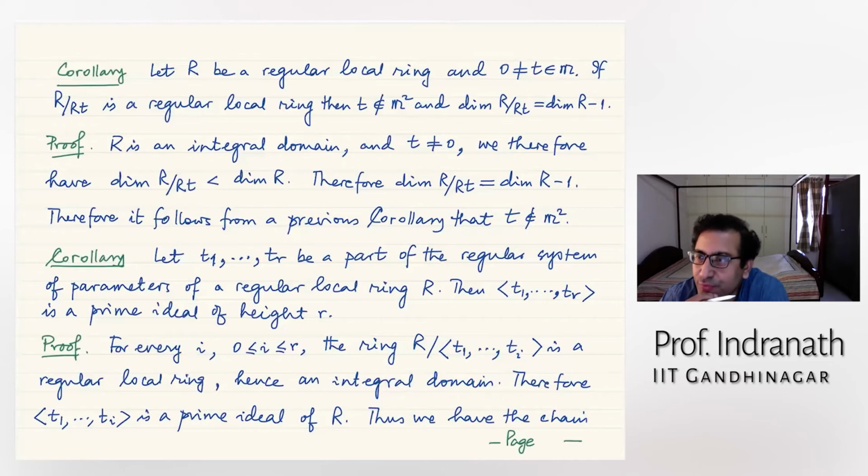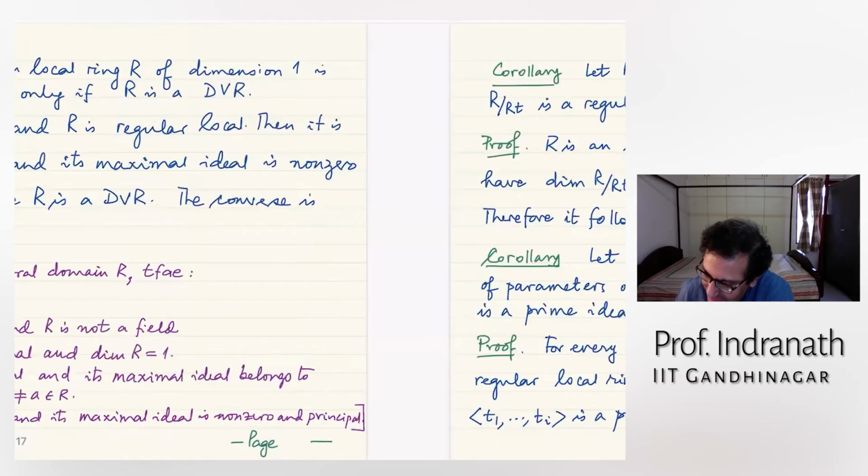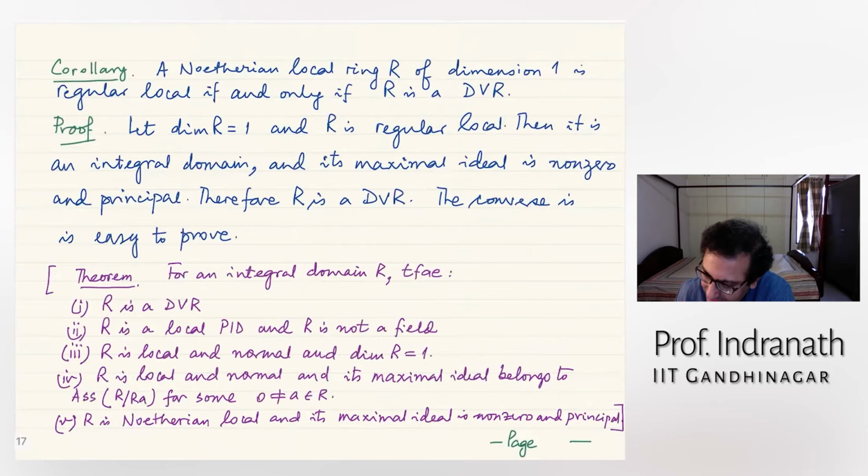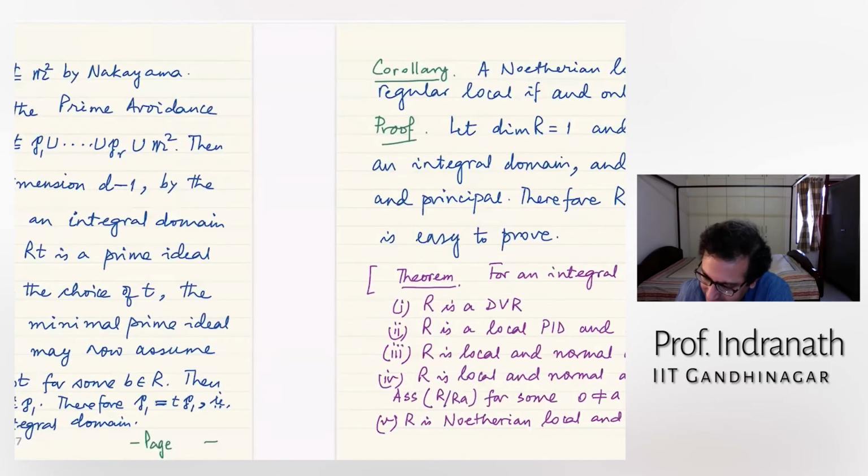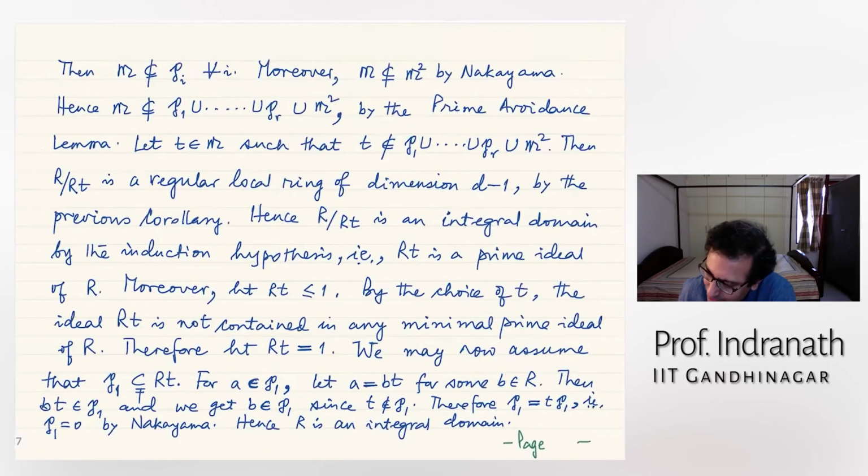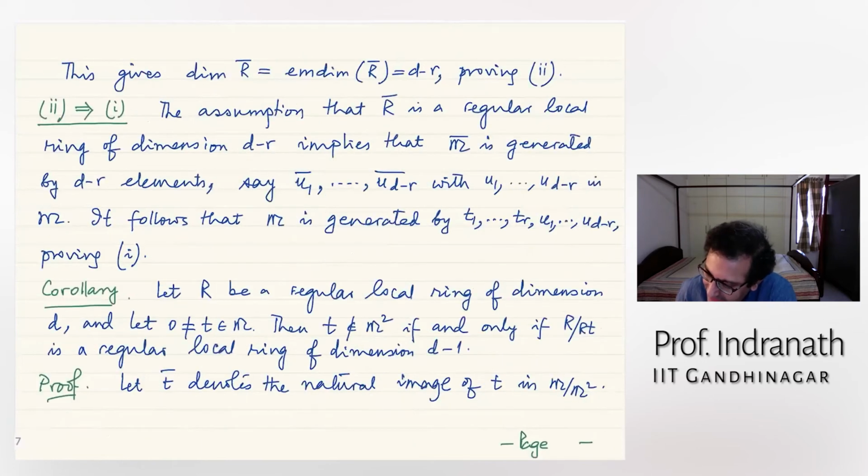Or you tell me the proof, or the proof is written here, but what exactly? So T is not in M square. Where did I write that? Here it is. So you know that if you have a regular local ring of dimension D and T is non-zero in M, then T not in M square if and only if R mod RT is a regular local ring of dimension D minus 1.